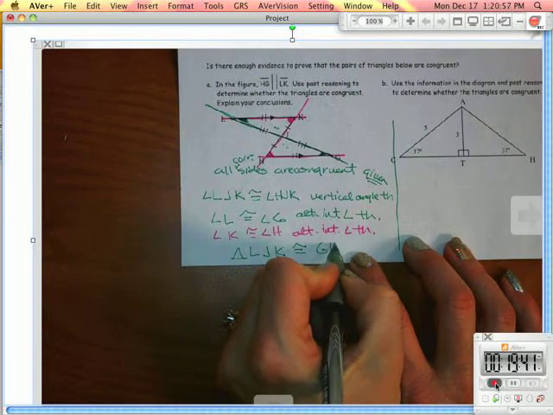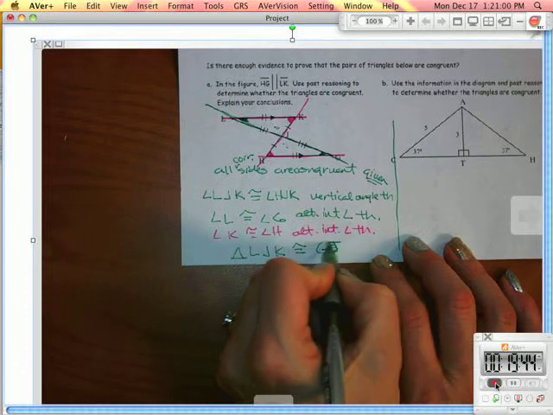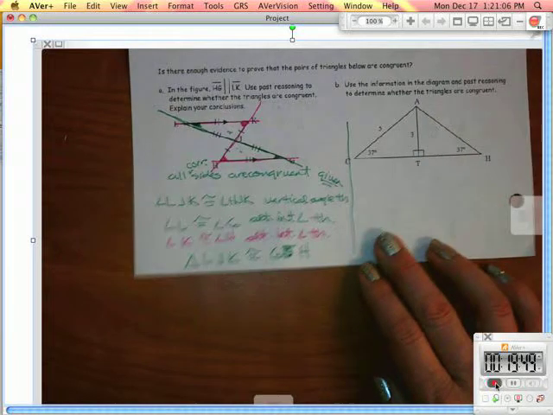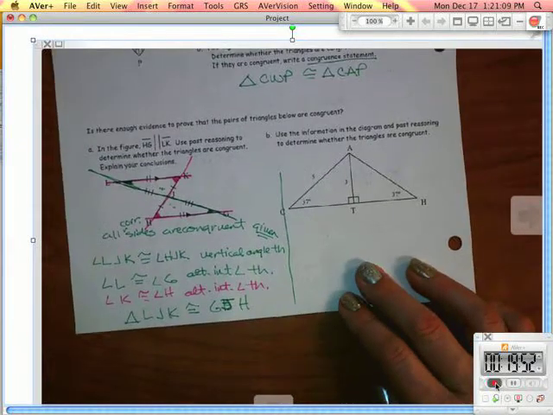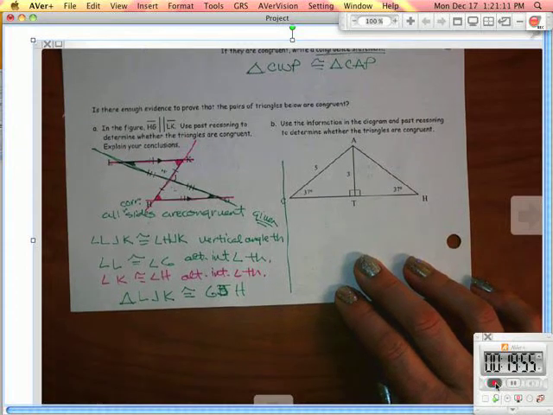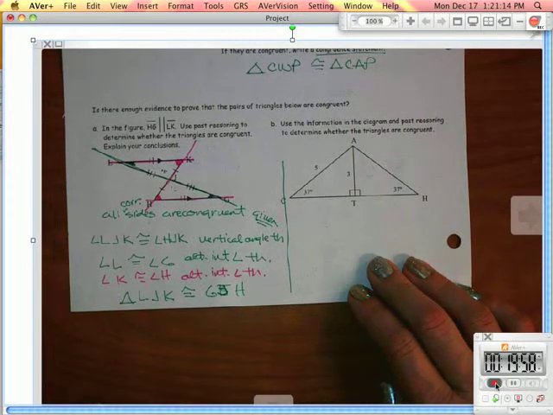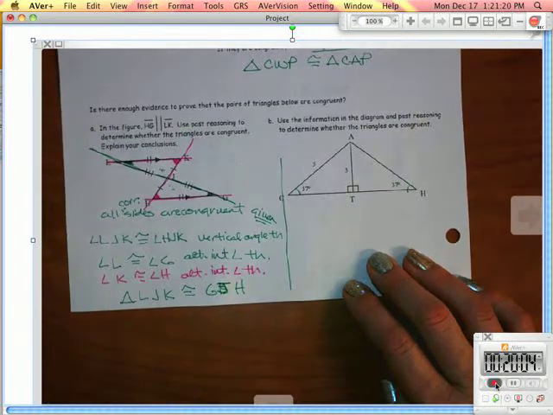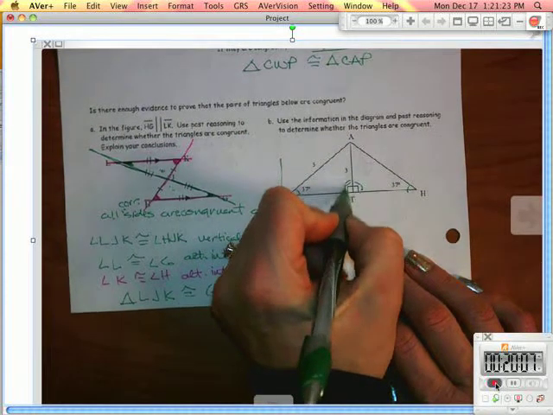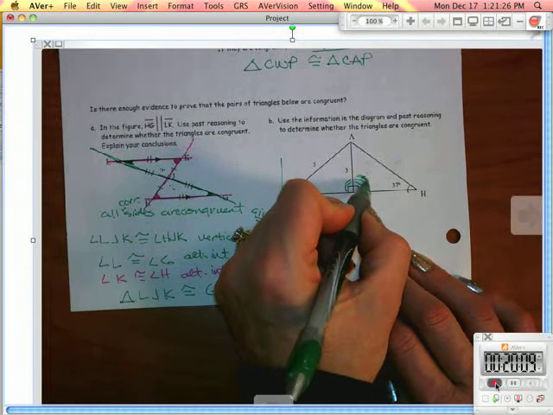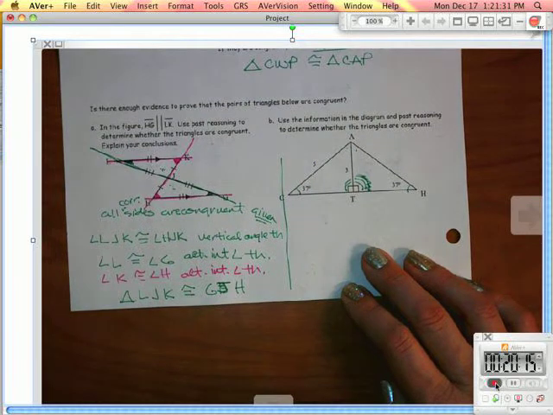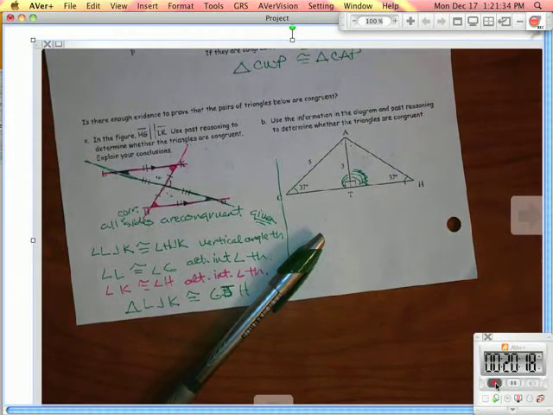This one's even more fun. You ready? Okay, use the information in the diagram and past reasoning to determine whether the triangles are congruent. They are. Now let's see what we got here. We have these angles congruent to each other. Can I say that these are congruent to each other? Yeah. How many do they add up to? Well, they add up to 180. So if I do 180 minus 37 minus 90, I'm going to get 53. And this is the same. That's 53. So those are going to be congruent to each other.